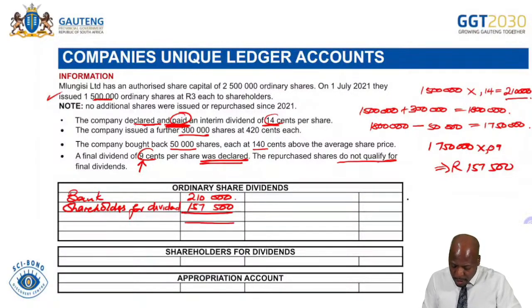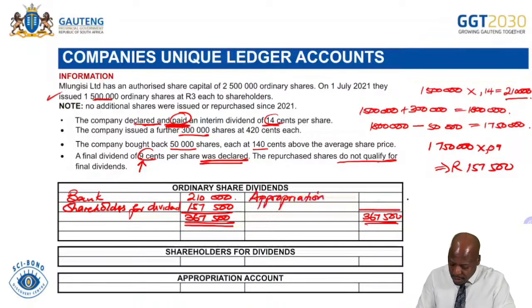Then I add these two amounts, and then they give me how much? 367,500. So I'll come here, then I'll get my 367,500, which I would then close off this account to my appropriation account. I'll close this off to my appropriation account. And how much is that? 367,500. Remember here, I have shareholders for dividends.